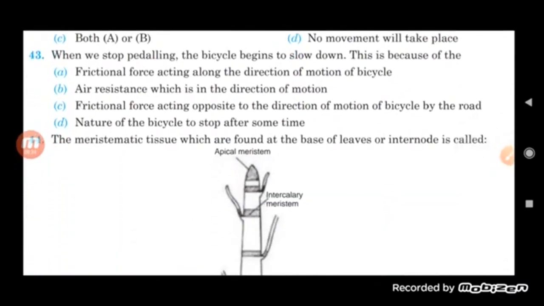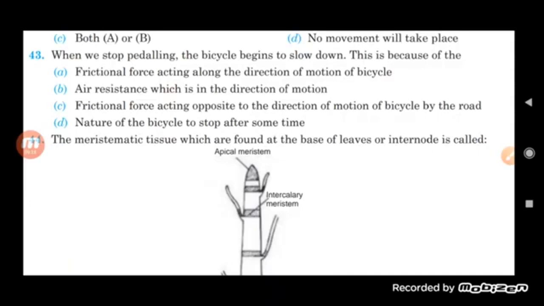When we stop paddling, the bicycle begins to slow down. What is the reason behind it? This is because of the frictional force acting along the direction of motion of the bicycle, air resistance which is in the direction of motion, frictional force acting opposite to the direction of motion of the bicycle by the road, nature of the bicycle to stop after some time. So air resistance is there which is in the direction of motion, and frictional force which is acting opposite to the direction of motion of the bicycle by the road.